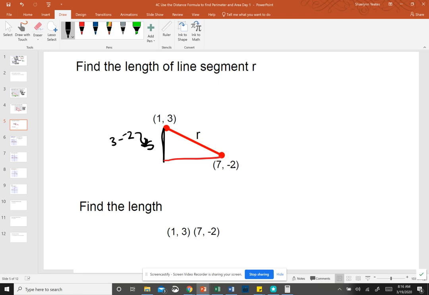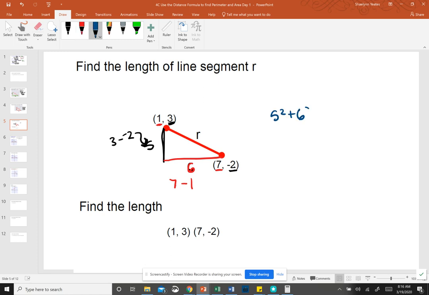And then right here, this is from 1 to 7. So if I go over from 1 to 7, that's going to be 6 long. Again, I get that by taking 7 minus 1. Notice the 7's here, the 1's here. For that other problem, the -2's here, the 3's here. So now I know that's 5 long and that's 6 long, so I can use Pythagorean theorem.